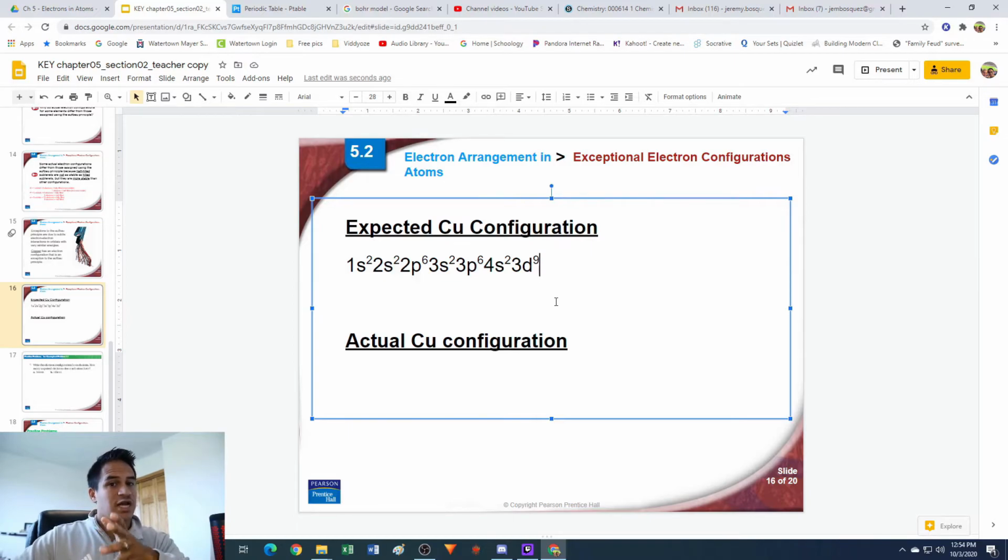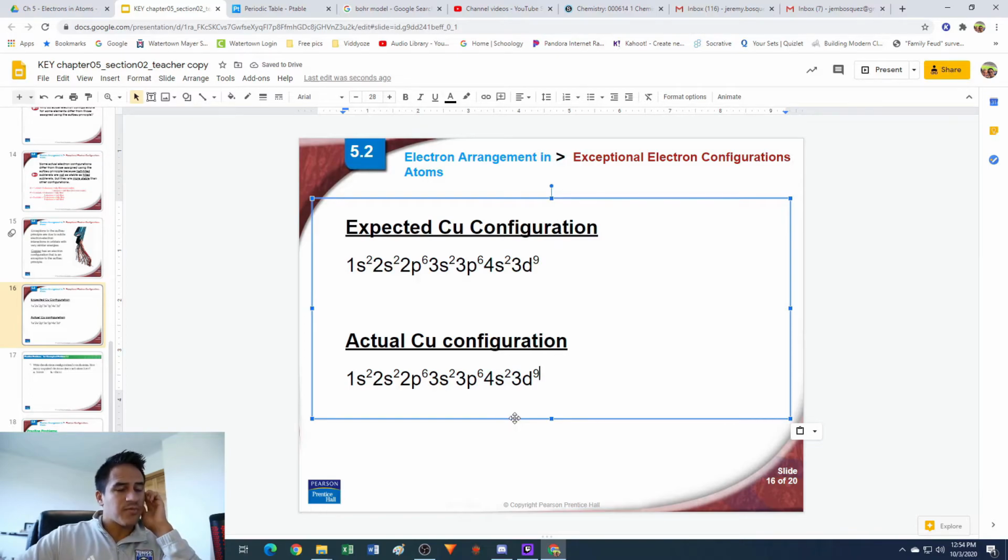However, this is not actually what it is. What it really is, I will do it down here. So it's all of this. I'm going to copy paste this because it's the same thing for the most part, except for one tiny change. This is the tiny change that happens. Copper will take 1 electron from its s orbital in the 4s, and it will move it up into its d orbitals. And here's why.